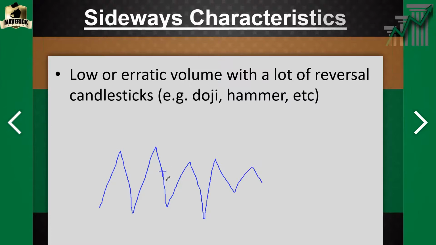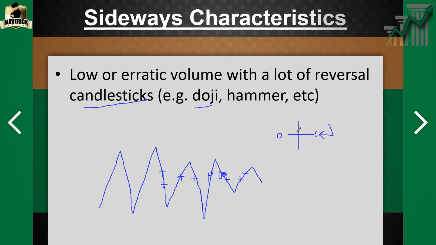So you'd see dojis in here a lot, and hammers and haramis and so forth, where it fits inside of the prior day's body. You'll see a lot of these candlesticks just mixed in all over the place. Now think about it. When we talk about reversal candlesticks, think about what a doji is. A doji shows indecision. It shows that you opened and closed at the same price. You traded up, you traded down, but the open and the close just ended up right here, basically a non-event.